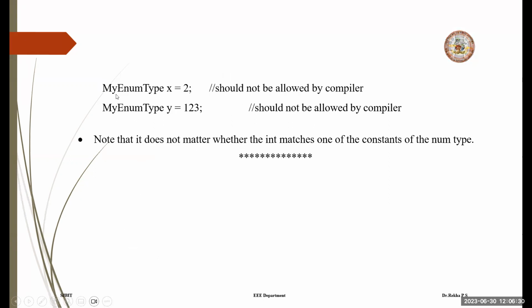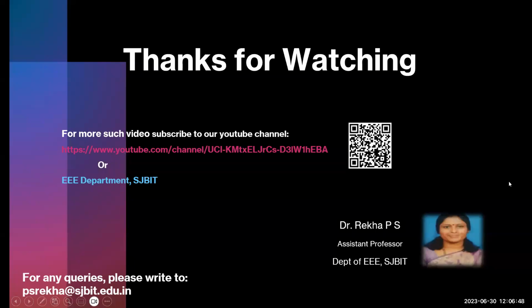But here, this is my enum type. X is equal to 2 should not be allowed by the compiler because you're assigning the value directly. You cannot do it. This should also not be allowed by the compiler. Note that it does not matter whether the int matches one of the constants of the enum type.